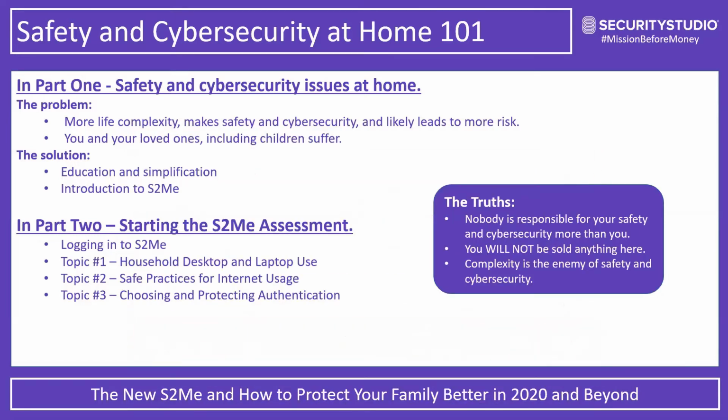In part one, the safety and cybersecurity issues at home, we talked about our problem. And our problem is more complexity, more technology. Unfortunately, many of us aren't using that technology safely. And so what we're doing is just increasing risk to safety and cybersecurity at home for ourselves and for our family members. So our children, our spouses, our loved ones, at the end of the day, they end up suffering for it. The solution: education and simplification.